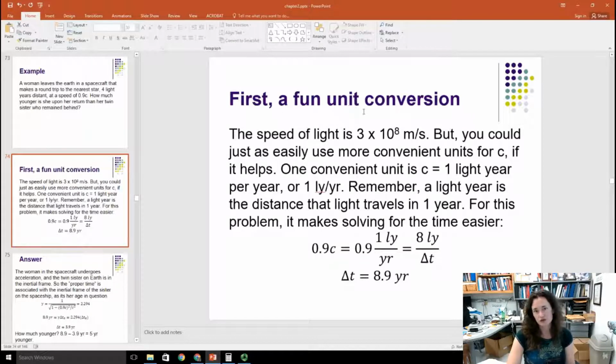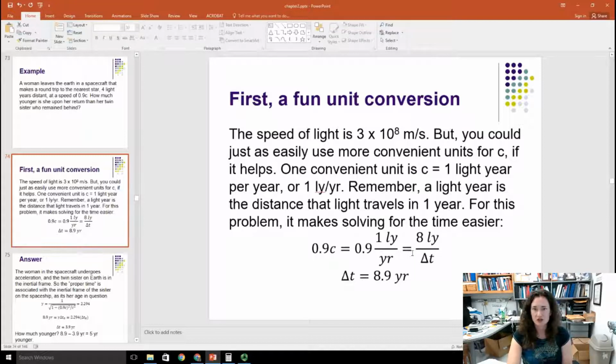One convenient unit for a speed is that c is equal to 1 light year per year, okay? And that's because a light year is defined as the distance that light travels in 1 year, okay? So c is 3 times 10 to the 8th meters per second, or c is 1 light year per year. So we're going to make that unit choice, okay? So here we have 0.9 c is 0.9 times 1 light year per year, okay?